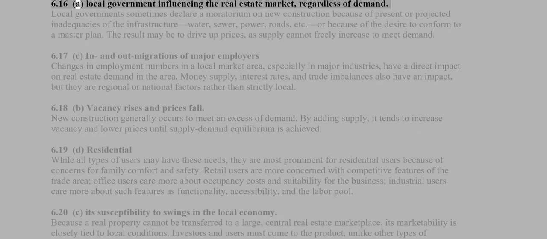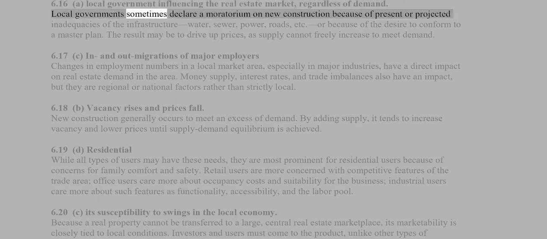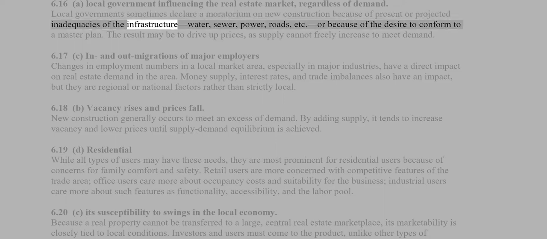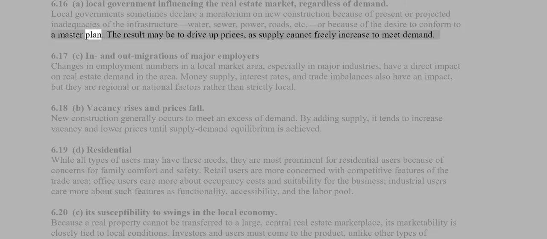6.16 A. Local government influencing the real estate market, regardless of demand. Local governments sometimes declare a moratorium on new construction because of present or projected inadequacies of the infrastructure, water, sewer, power, roads, etc., or because of the desire to conform to a master plan. The result may be to drive up prices, as supply cannot freely increase to meet demand.